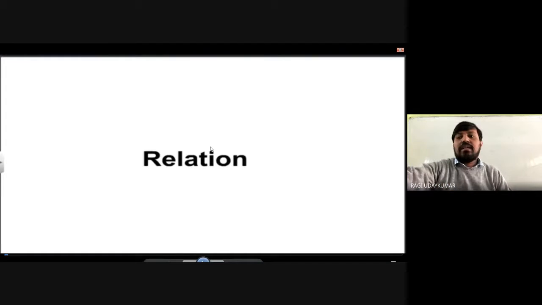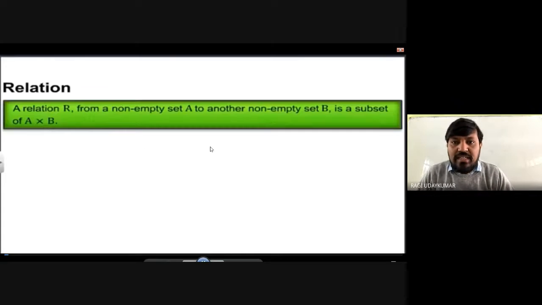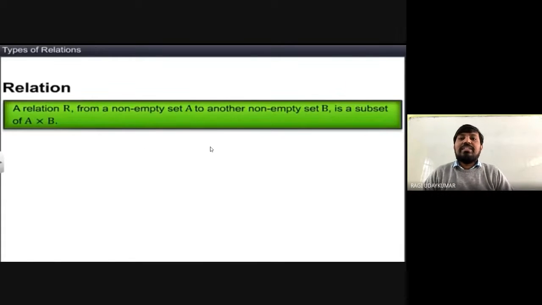So, relations complete chapter revision, let us see here. The first thing is the relation definition. A relation R is from a non-empty set A to another non-empty set B, and it is a subset of A cross B. A cross B is nothing but what?